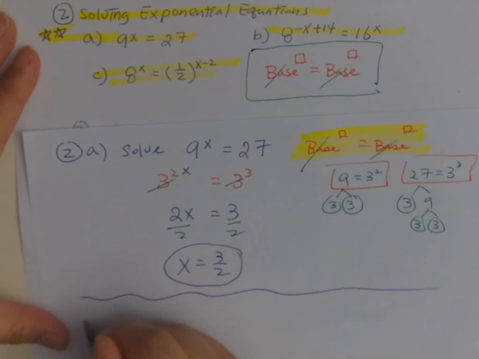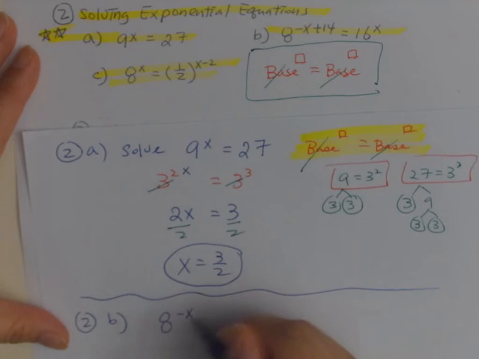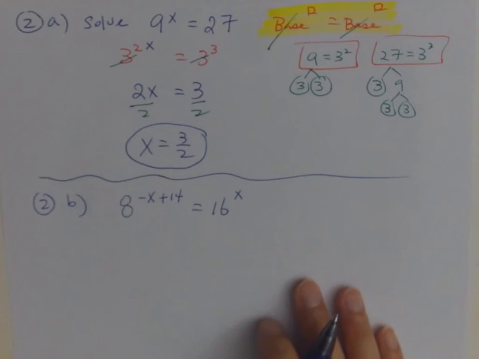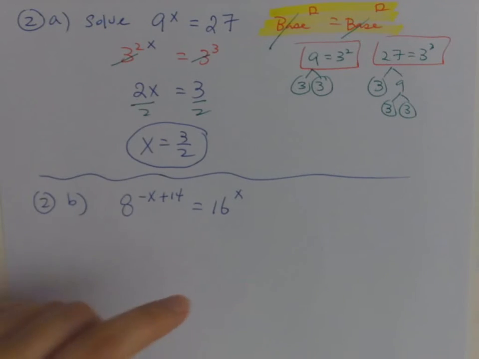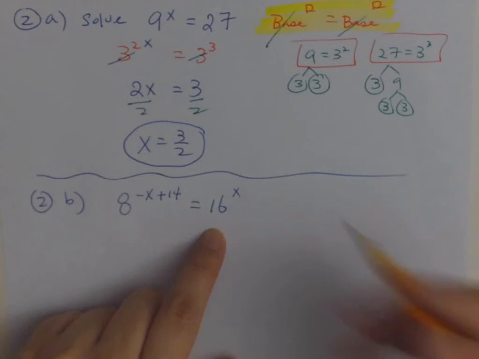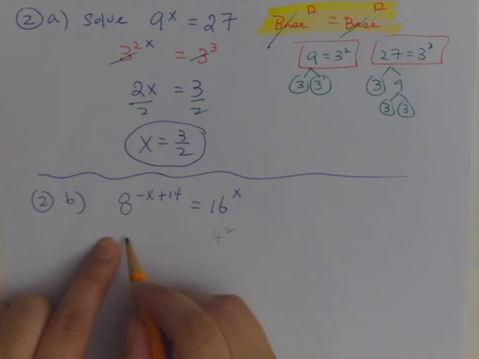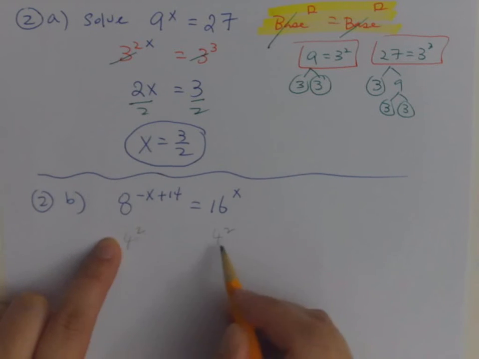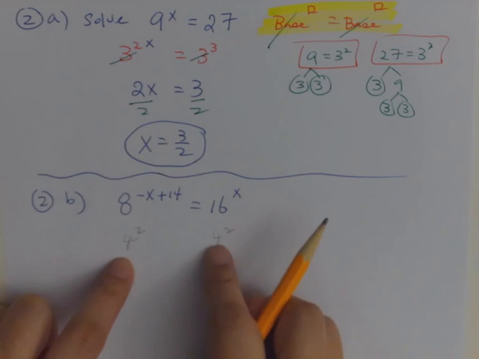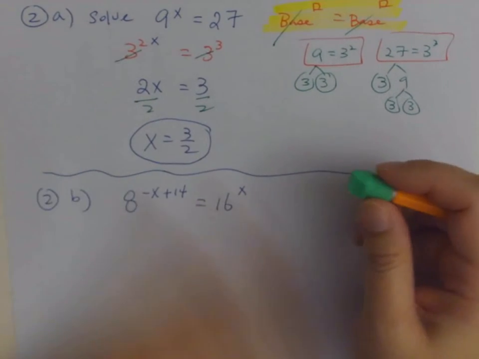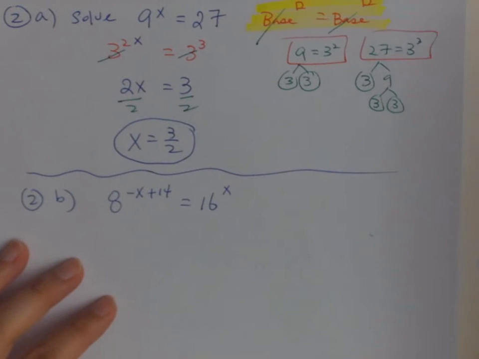Let's try the second one. Number 2b, we have 8 raised to negative x plus 14 equal to 16 raised to x. So you want to think about what is a good base to change to. Sometimes people may say, okay, 16 can be 4 squared, but can I change 8 to 4 to some power? Like 4 to the first power is 4, 4 to the second power is 16, so I cannot get them to have 4 as my base, right? So instead of 4, I may need to go smaller for them.